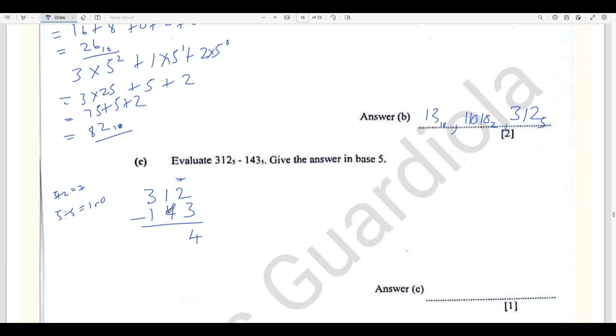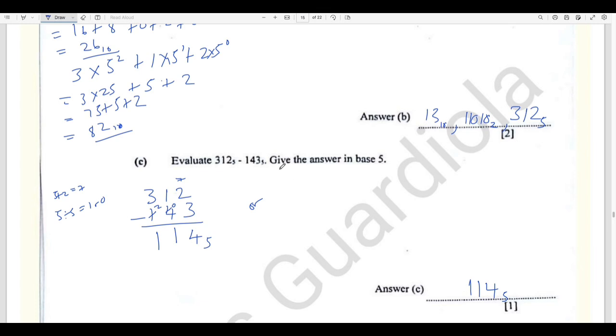And add the 1 to the 2 on the other number, so that we can subtract better there. 1 minus 0 gives us 1, and 3 minus 2 gives us 1. So our answer there is 114 base 5.